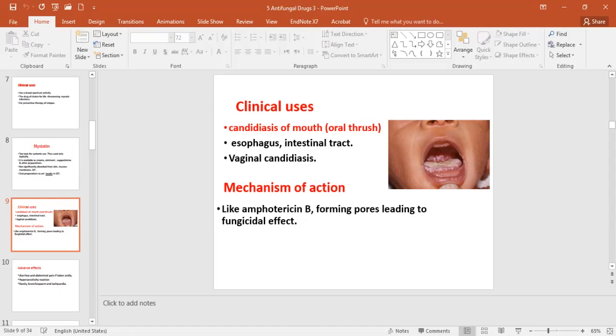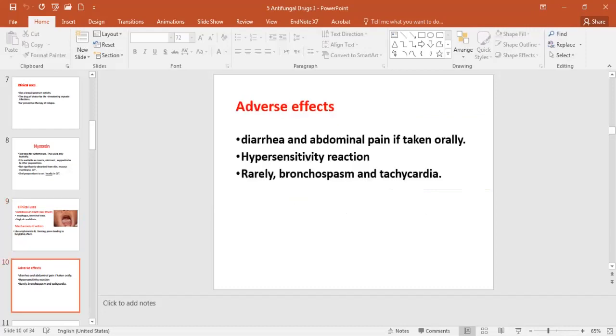Sometimes it may cause vaginal candidiasis, even in adult females. Mechanism of action: it's like Amphotericin B, it forms pores in the cell membrane leading to a fungicidal effect. The adverse effects are diarrhea, abdominal pain if taken orally, hypersensitivity reactions may happen, rarely bronchospasm and tachycardia.